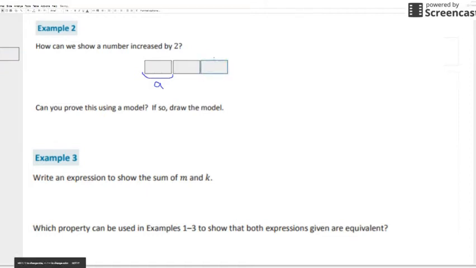So now we're going to add 2 units to it. This is a representation of 2. This box here, we don't know what it is, so we're going to add a plus 2. That's a basic representation. Can you prove this using a model? Well, we just did that.